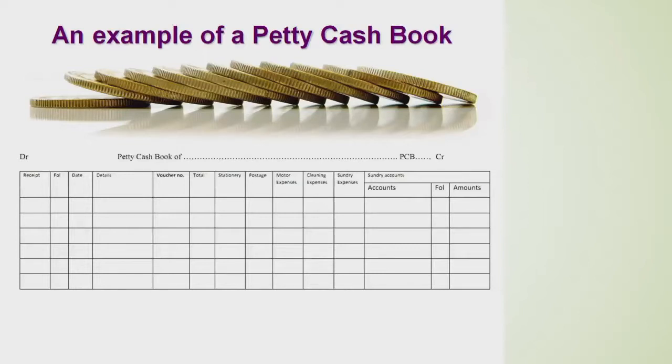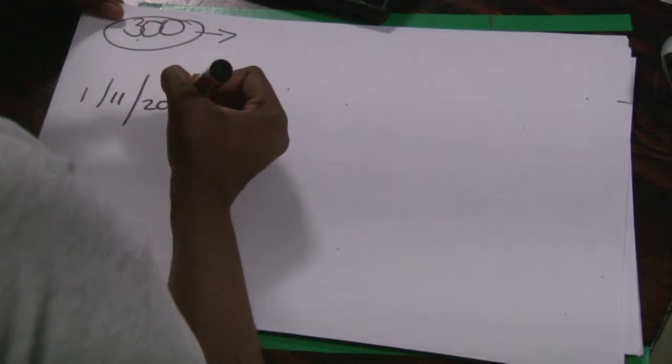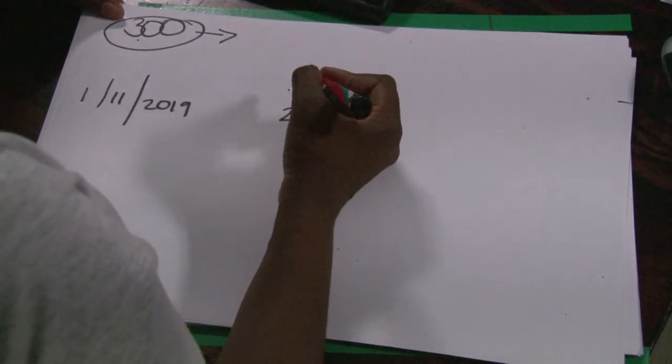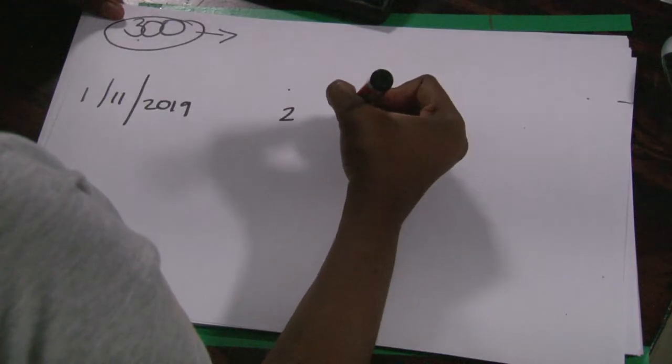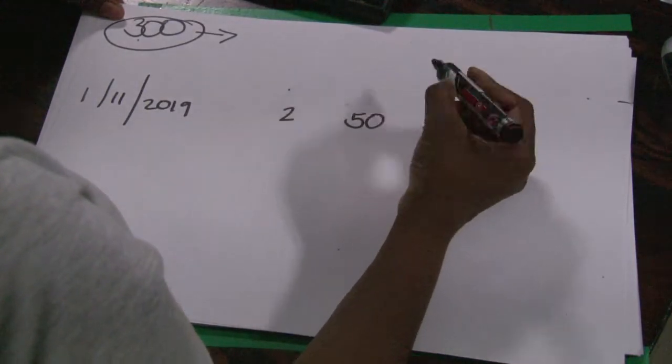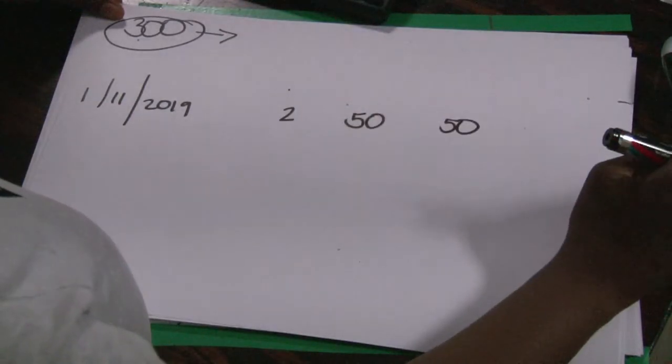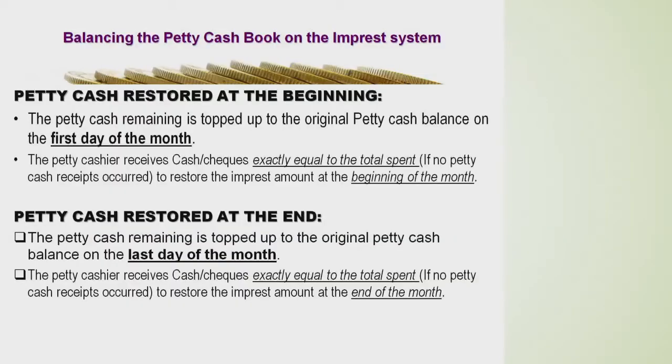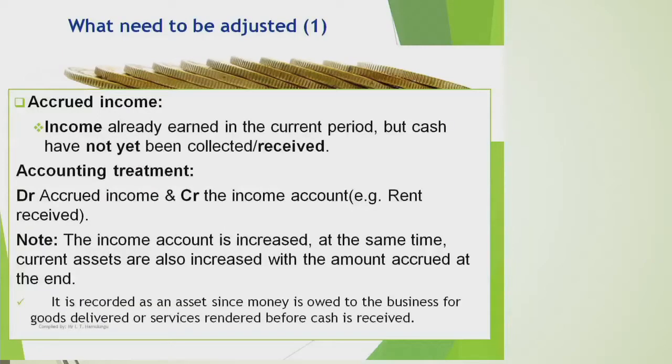If the company bought pencils for the office, then that is stationery. Then you record, we are going to say the 1st of November 2019, voucher number 2, total, how much was the pen? 50 Namibian dollars. Then you put under stationery 50 Namibian dollars. Then you are done, okay? The same applies to any other transaction that you are going to get. Petty cash can be restored at the beginning, or petty cash restored at the end. This is important information that you also need to read.